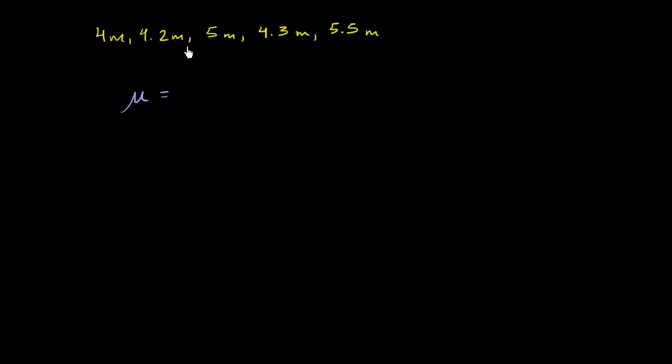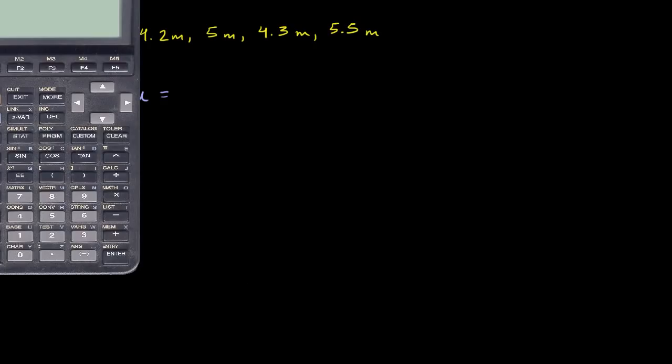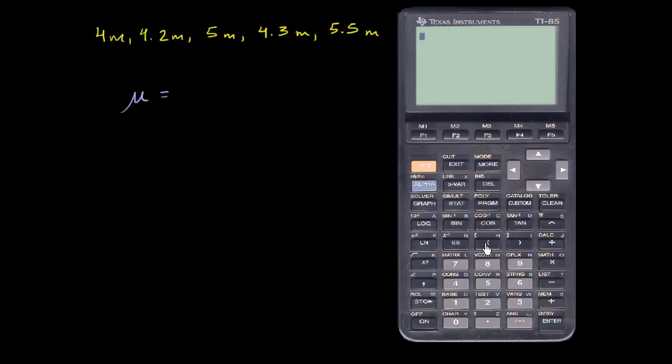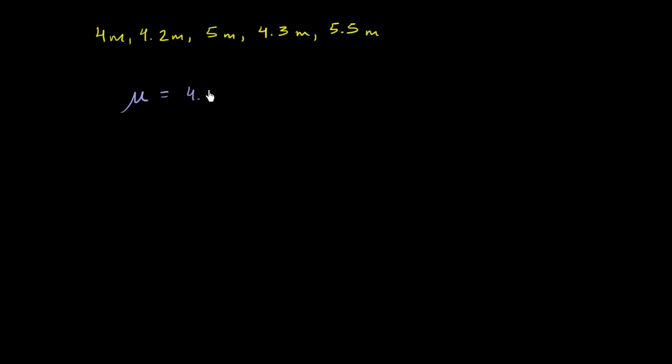Well, we just have to add all of these data points up and divide by 5. I'll just get the calculator out so it's a little bit quicker. So this is going to be 4 plus 4.2 plus 5 plus 4.3 plus 5.5. And then I'm going to take that sum and divide by 5. And I get an arithmetic mean for my population of 4.6. If we want to put some units there, it's 4.6 meters.